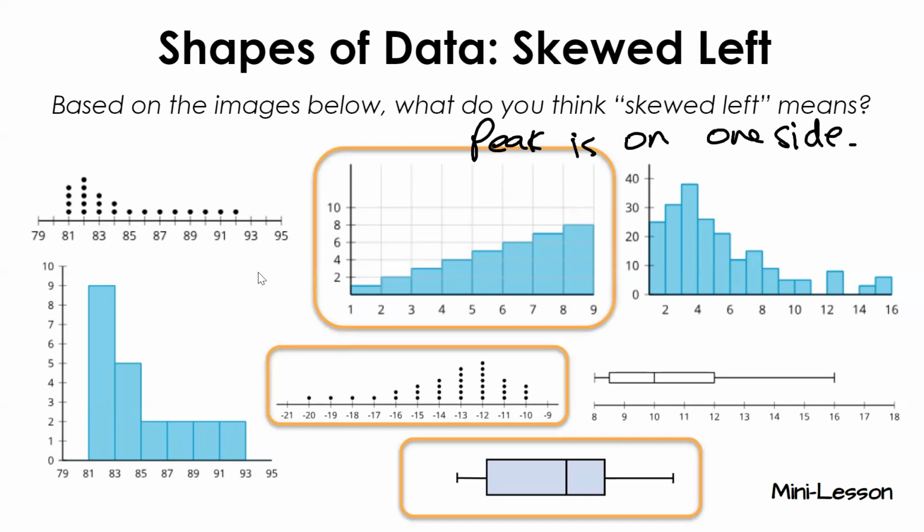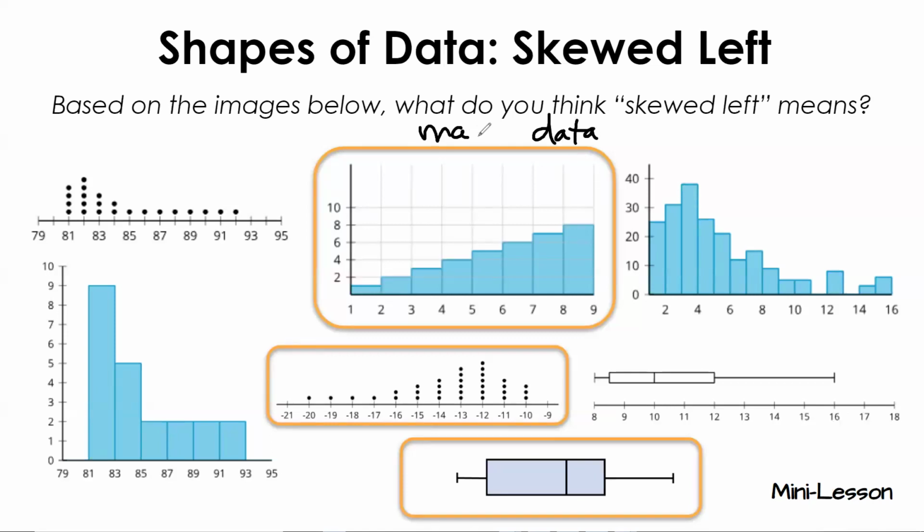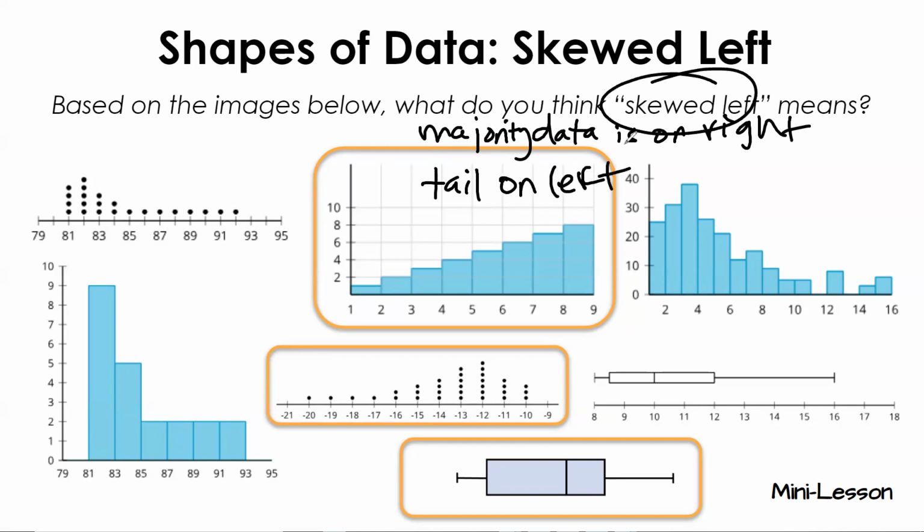All right, here's the important part. If you haven't been paying attention thus far, now's the time. Skewed left. All the pictures in gold or orange or yellow, whatever you want to call that color, they're all skewed left. What does that mean? They're pushed to the left. The left side is pushing to the right. So the majority of your data is on the right, but you have a tail on the left. And that's why it's skewed left, kind of like pushed from that left-hand side.